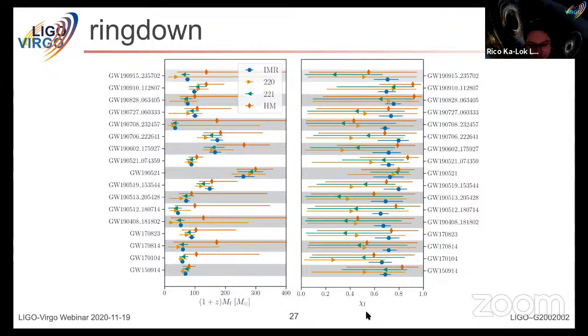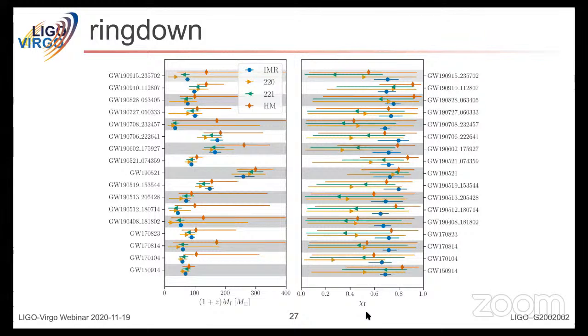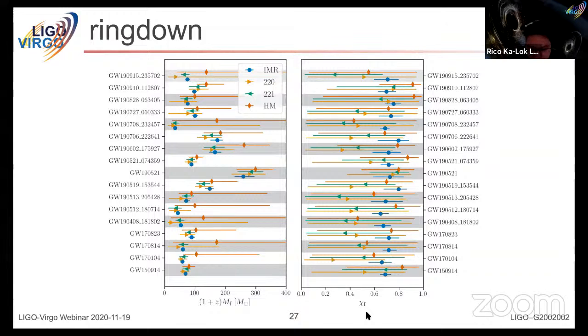Let's first look at the final spin. As you can see, we did not really measure the spin very well using the ringdown-only waveforms, but they are nonetheless consistent with the full IMR measurements. And on the left, we show the measurement of the final mass, which is better measured compared to the final spin when using the ringdown-only waveforms, but they are also consistent with the full IMR measurements. Next slide, please.